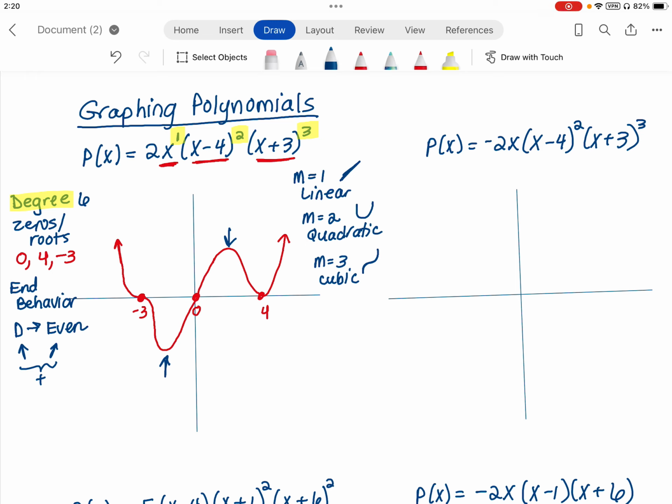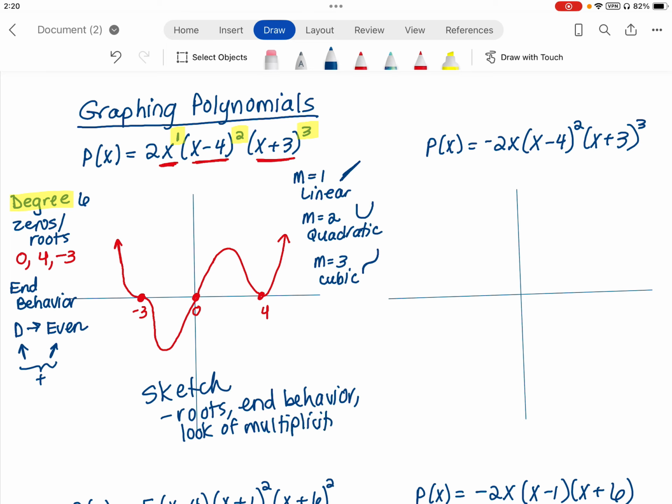And once you get into calculus, you actually do a lot more work with calculating those different local minimums and local maximums to get those more accurate. But we just need a sketch, okay? So you want to make sure your sketch has your roots, it has the correct end behavior, and you want to make sure it has the correct look of your multiplicities. Okay, and as long as your sketch has that, then you have covered enough.